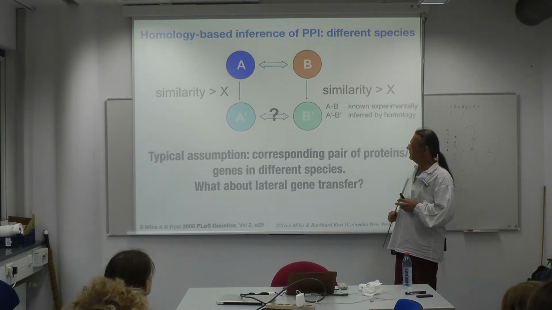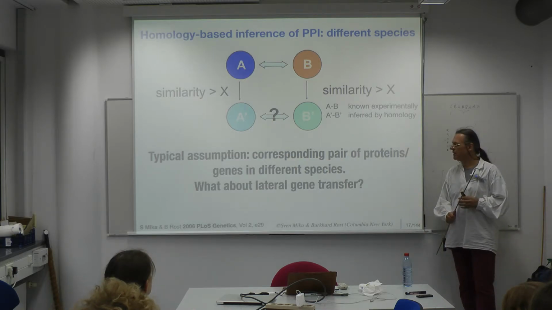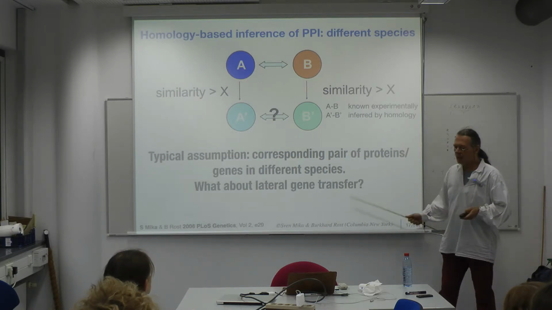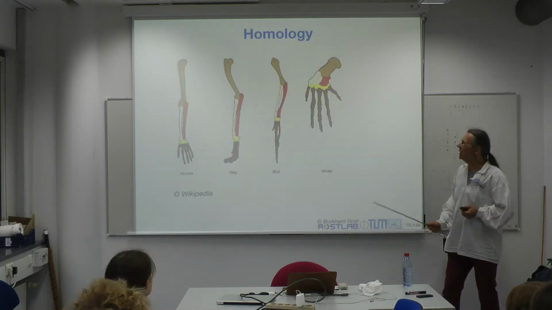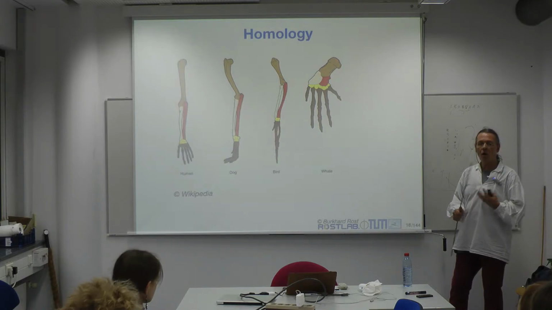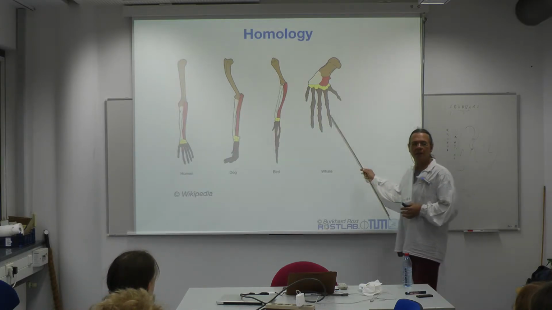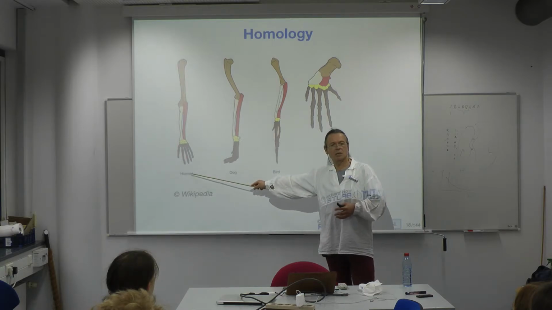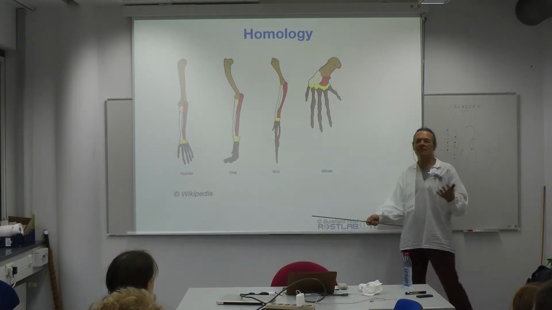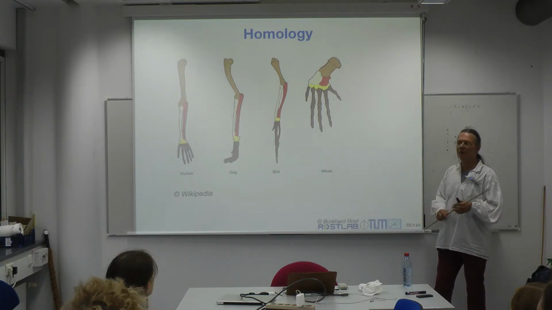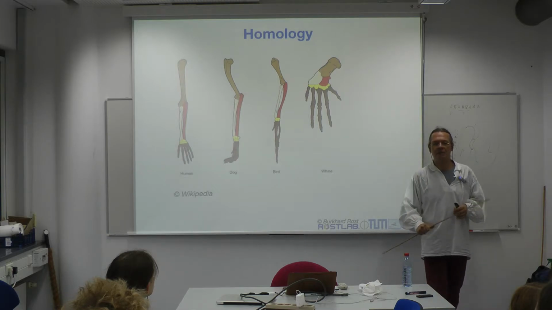Okay, let's get into the next issue. Typically, what we have is we assume that there are corresponding pairs of genes in different species. What about lateral gene transfer? So ultimately, what we're talking about is, again, the origin of the word homology: we have an organ in a whale that is similar to the organ in a human. It doesn't quite do the same function, but it does something. So when we swim, the hand here is still sort of doing something similar to what the whale does with the hand.